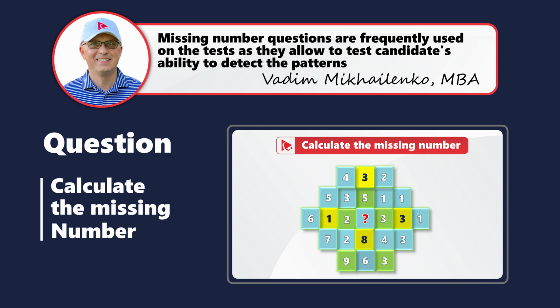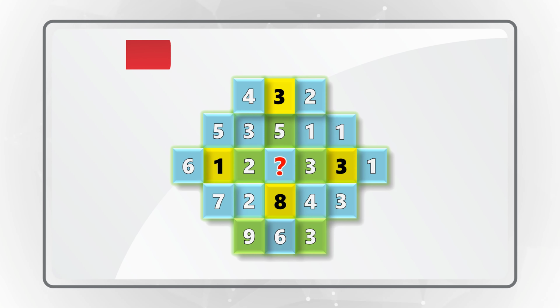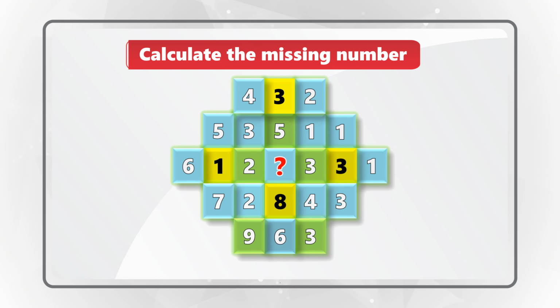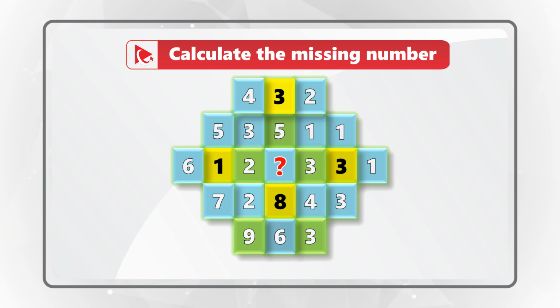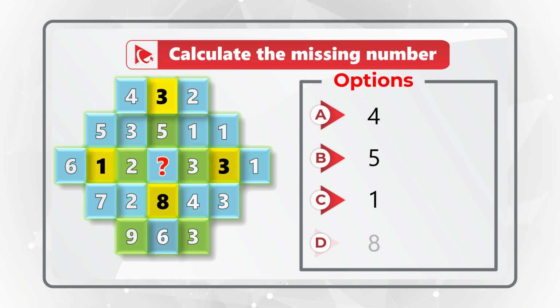Here's the analytical skills and pattern recognition question, which might trick you to the wrong answer. You're presented with a very unusual looking shape, which has multiple boxes and numbers inside the boxes. You need to calculate the missing number, which is represented by the question mark in the middle of the box. You have four different choices. Choices A, B, C, and D.